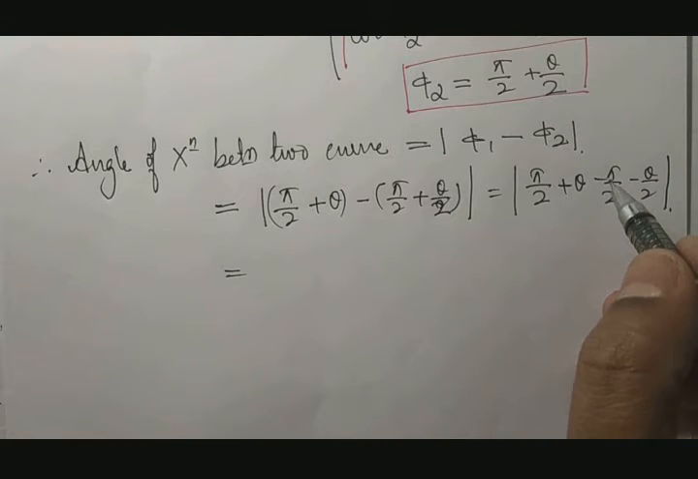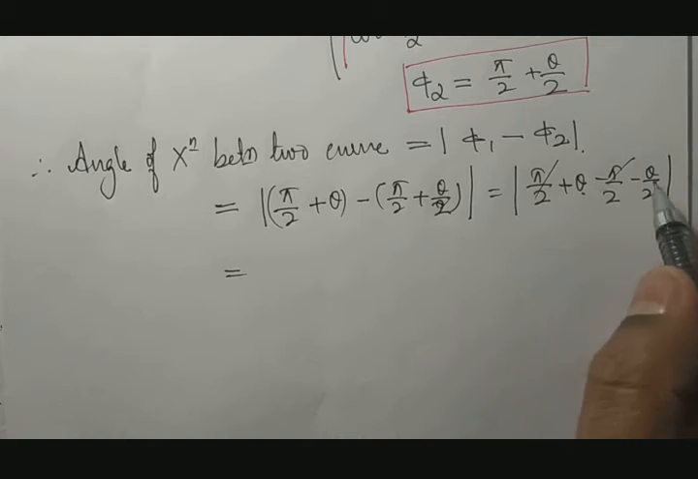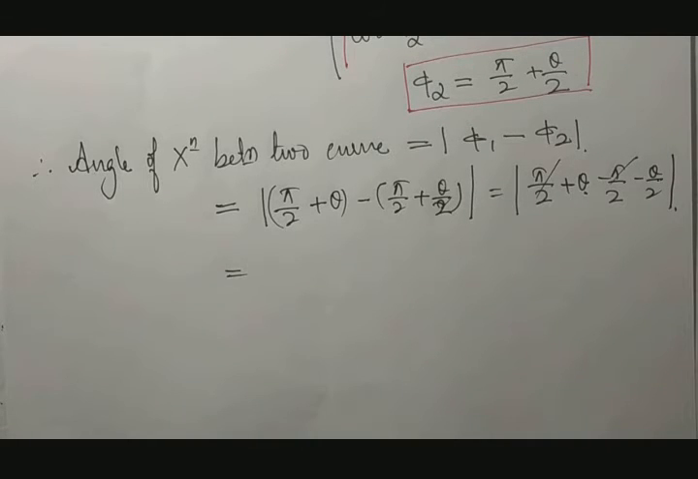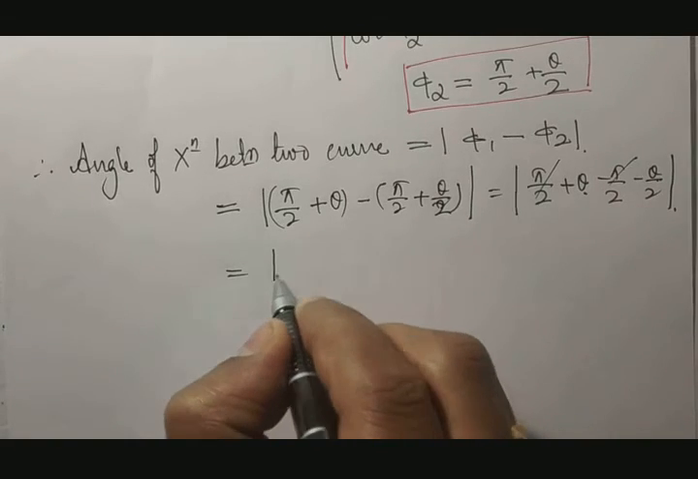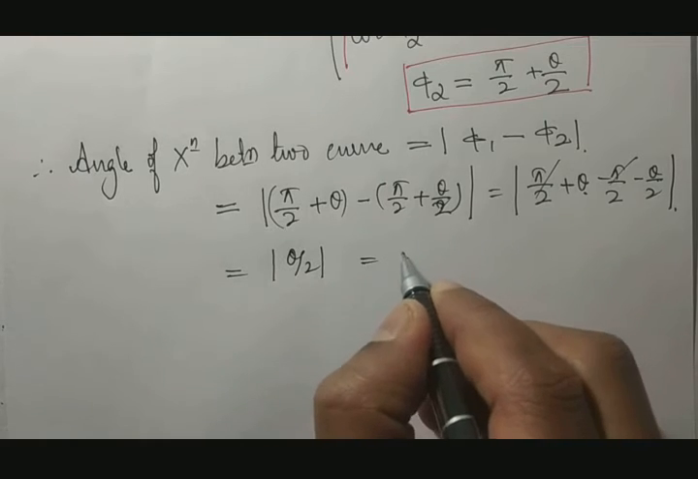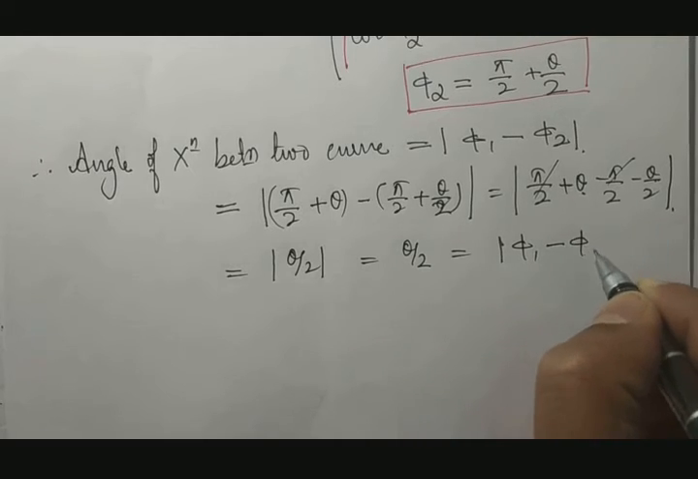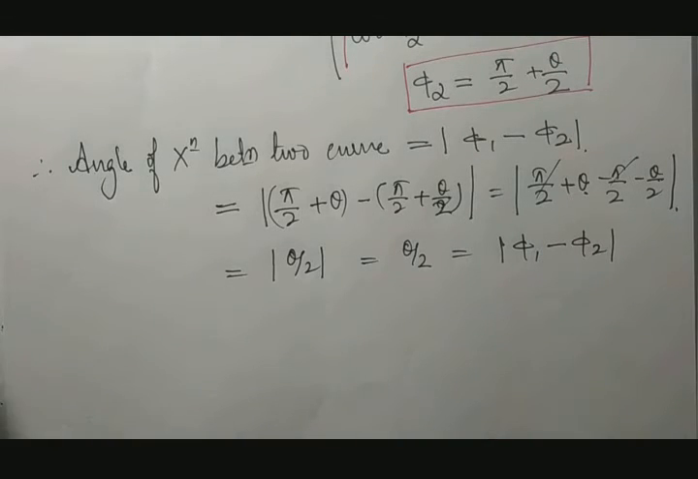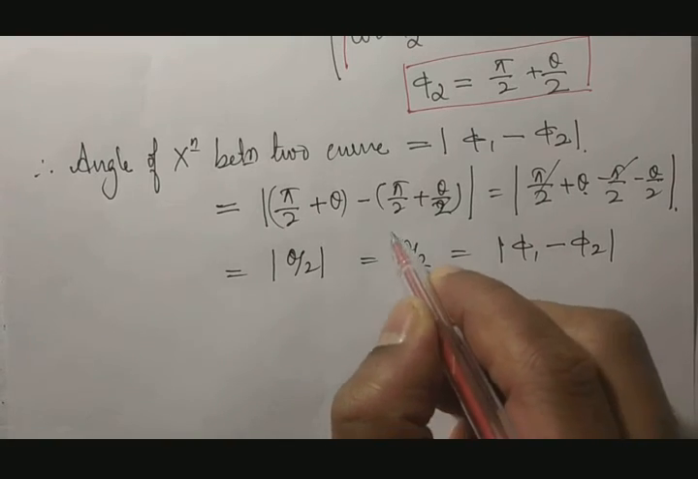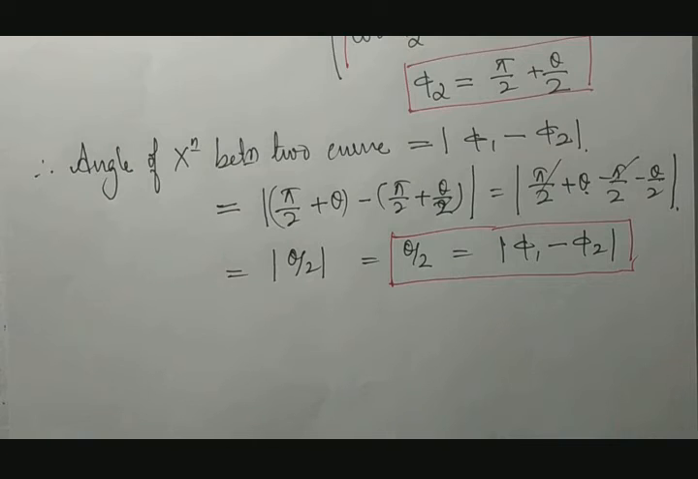Pi by 2 is gone; it gets cancelled. Then theta minus theta by 2, meaning 1 minus half, will be half. So it is positive, so it is mod theta by 2, which is nothing but theta by 2. Therefore, the angle of intersection between the two curves, mod phi 1 minus phi 2, is equal to theta by 2. But we cannot call it the perfect angle here because we don't know what exactly this theta is.